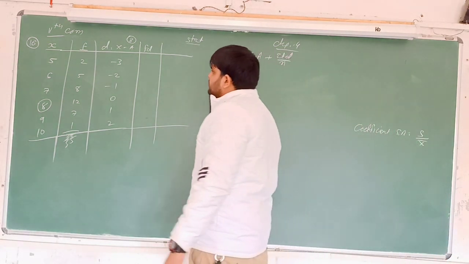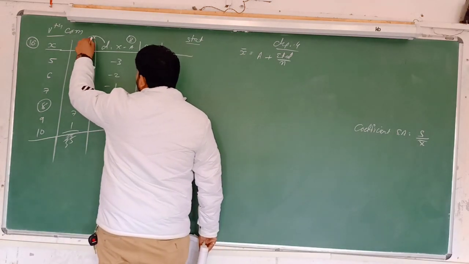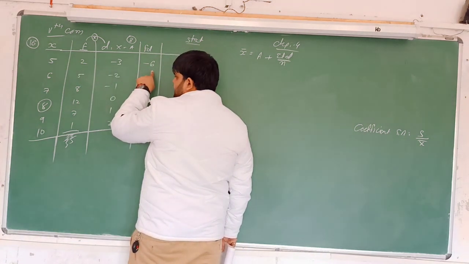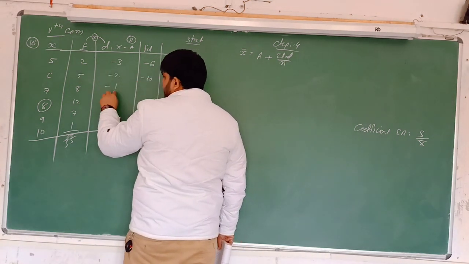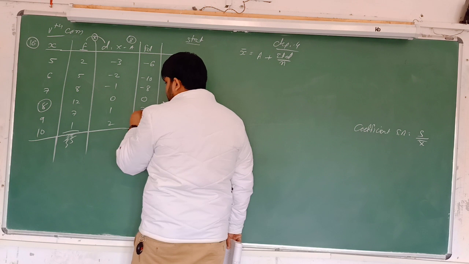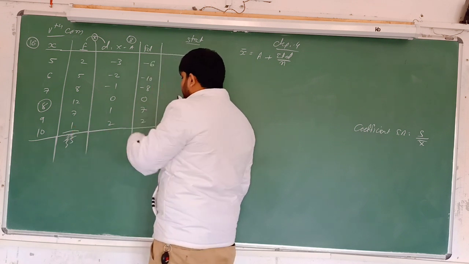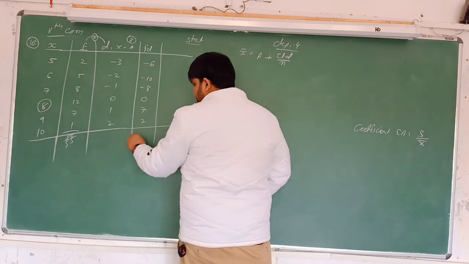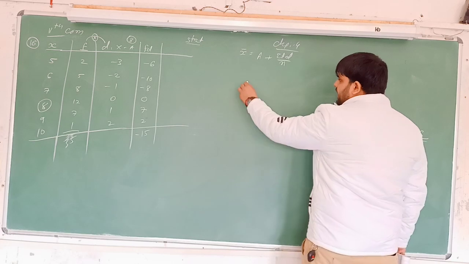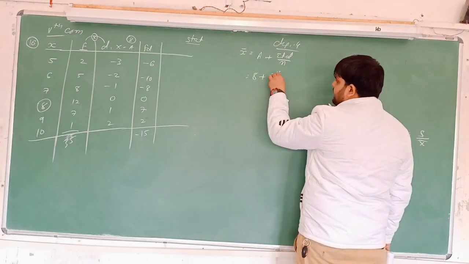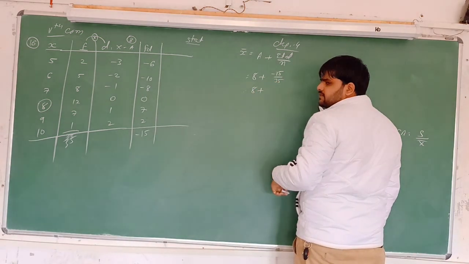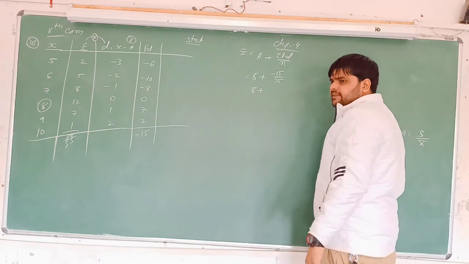Now what do we have to do? Multiplication with F. So here FD: 2 3s are, but plus times minus, so minus 6. 5 2s are minus 10. 8 1s are minus 8. 12 0s are 0. 7 1s are 7. 1 2 is 2. Make the total of it: minus 15. Clear? So again, 8 plus minus 15 divided by 35.